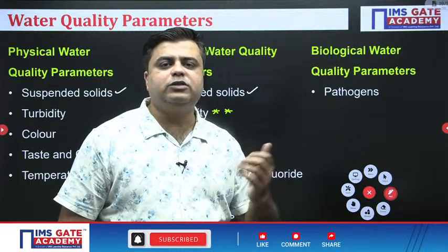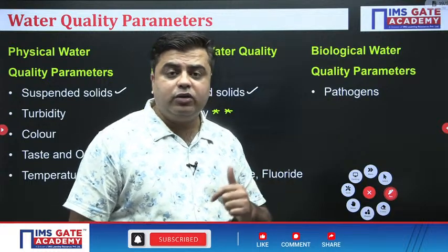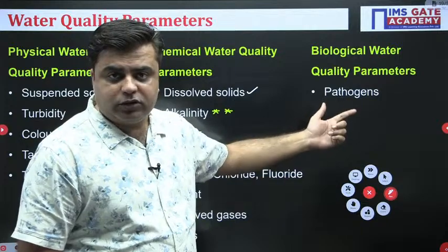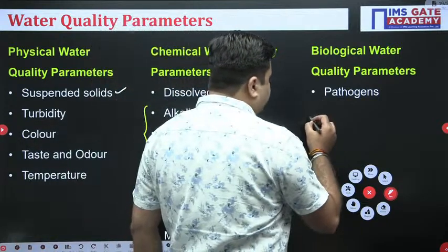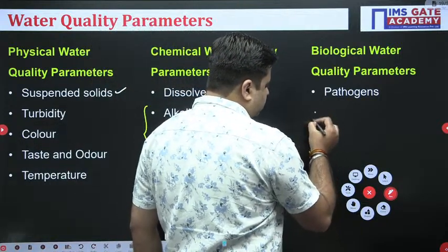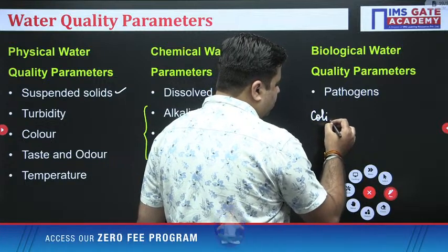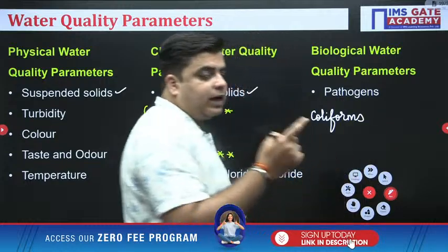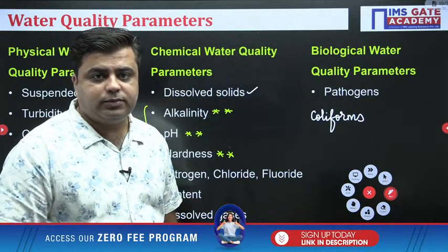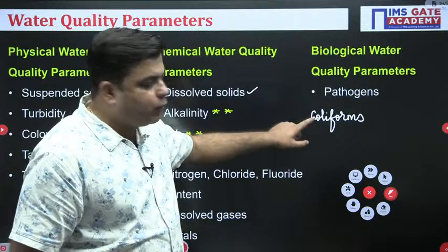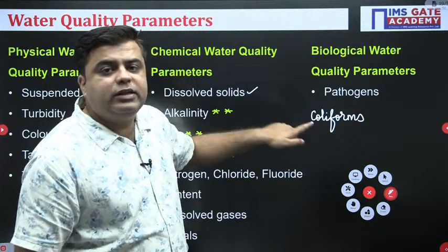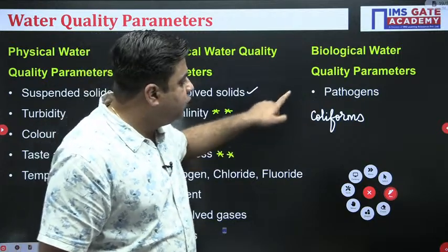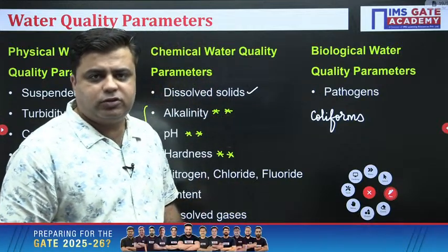Pathogens are the disease causing microorganisms. So now you don't directly go to check pathogens. You calculate the colonies of coliforms. Now, sir, what are coliforms? Coliforms are non-disease causing microorganisms. Colonies of coliforms are counted, and the colonies of coliforms are used to find out the colonies of pathogens.